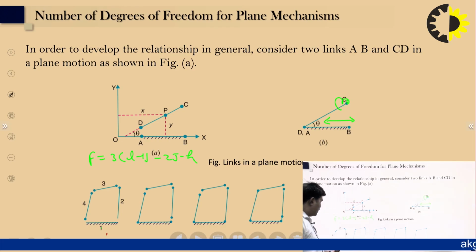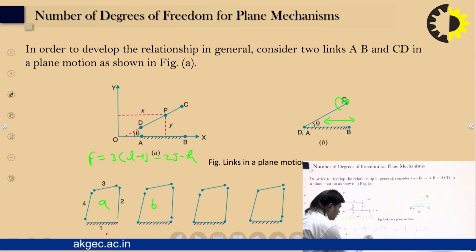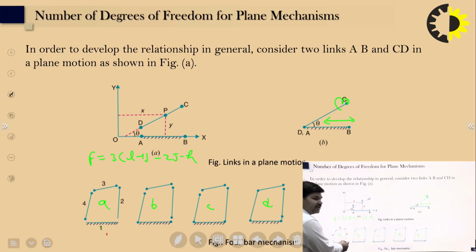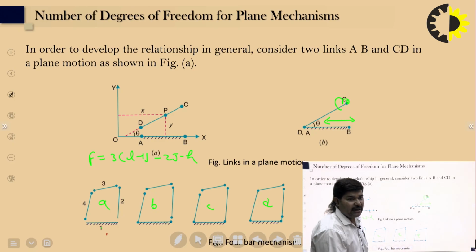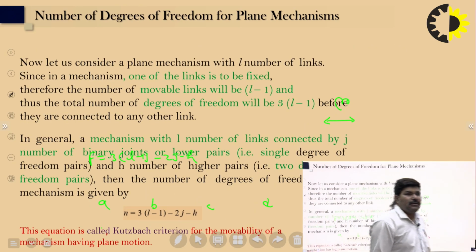In this figure we can find out the degree of freedom, with links A, B, C, D, E. One link is the fixed link, and links 2, 3 and 4 each have 3, so 9 degrees of freedom. Here there is a loss of 1 degree of freedom, here a loss of 2, and here a loss of 3. So we can find the loss of degrees of freedom.